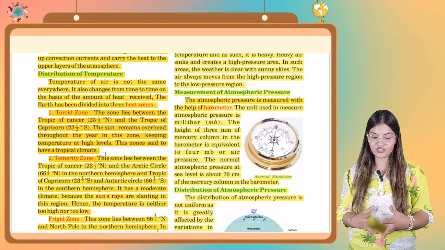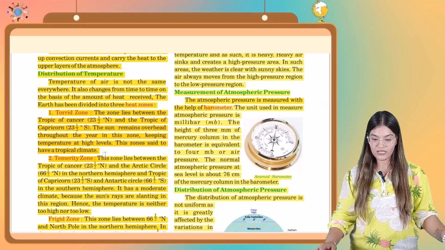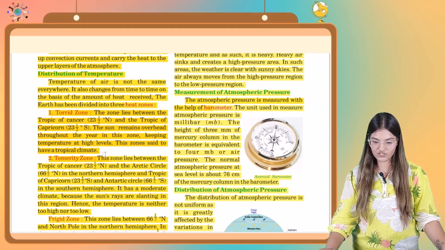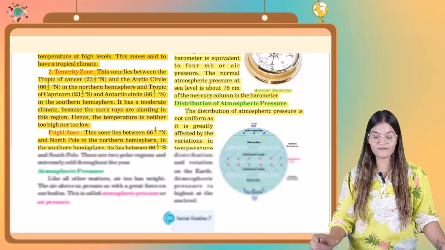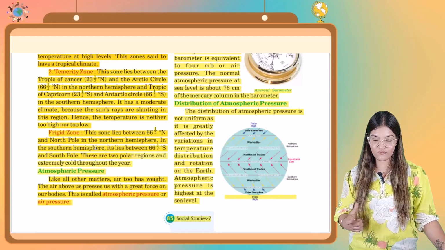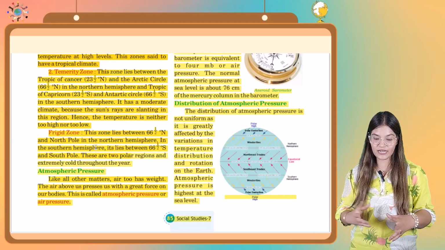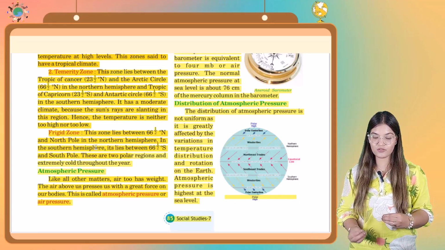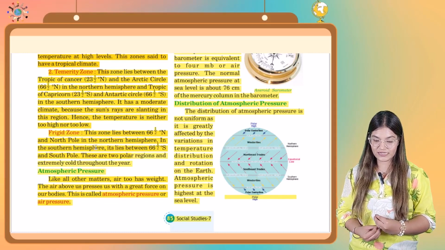क्या क्या डिस्ट्रीब्यूशन रहा है एटमॉस्फेरिक प्रेशर का. The distribution of atmospheric pressure is not uniform. It is greatly affected by the variations in temperature distribution and rotations of the Earth. कैसे रोटेट कर रहा है, क्या टेम्परेचर में चेंजेस आ रहा है, क्या डिस्ट्रीब्यूट कर रहा है, सब इन्वॉल्व कर रही है चीजें एक दूसरे के साथ.